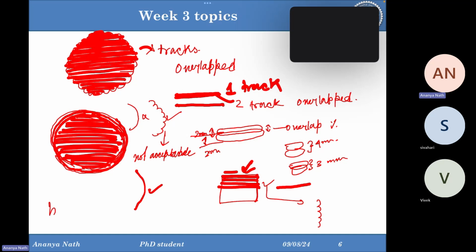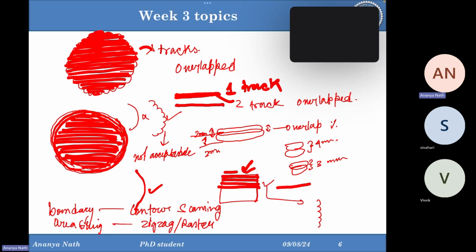So for the boundary, choose contour path or contour scanning. And then for inner filling, area filling, choose the zigzag or raster. In raster, there is movement, then there is back, then there is movement. So there can be chances of making voids or pores, which is not good for a part. So again, zigzag is better than raster.